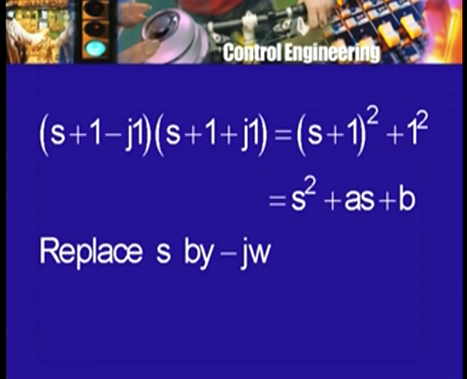So, instead of looking at the poles or zeros in their complex form, look at the quadratic expression like this, s squared plus as plus b. Now, replace s by j omega, okay, we do that, what do we get? And then consider the case when omega tends to 0 and omega tends to infinity. What about omega tends to 0? It is very easy to see that this simply amounts to b.